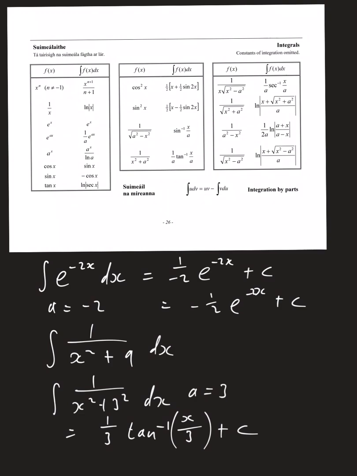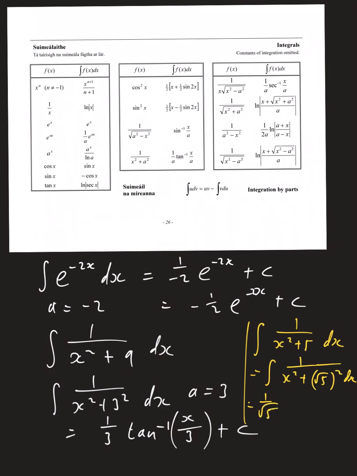This still works even if the number that's added on to x squared is not a perfect square. So let's say, for example, I had 1 over x squared plus 5 dx. I can say that that's just equal to the integral of 1 over x squared plus the square root of 5 squared dx. So then a is equal to the square root of 5. So that integral would come out to be 1 over the square root of 5 times inverse tan of x over the square root of 5 plus c.